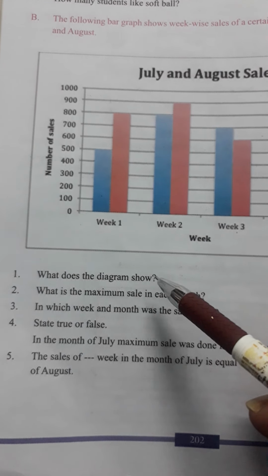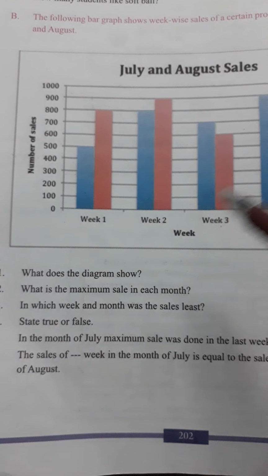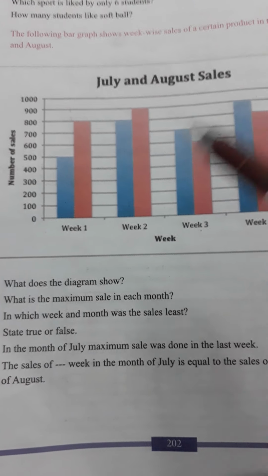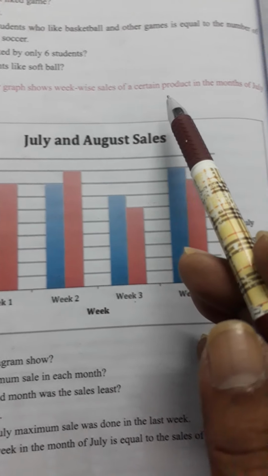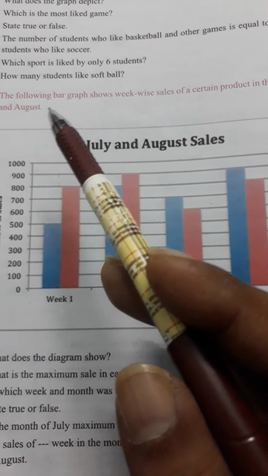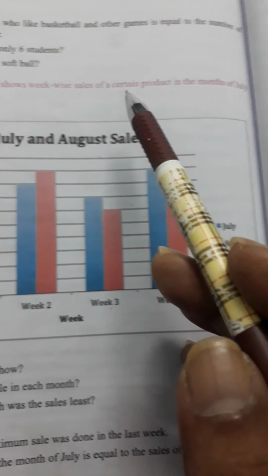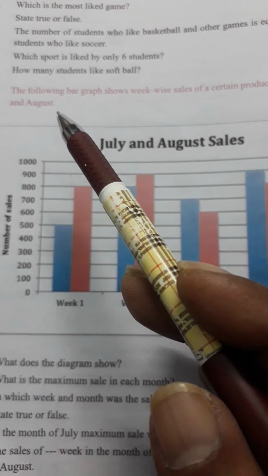Let us go to the questions. What does the diagram show? You remember, in all the bar graphs, in all the graphs, the first question asks what that particular graph is showing. See, you get the answer here. The following bar graph shows week-wise sales of certain products in the months of July and August. This is the answer to the first question.